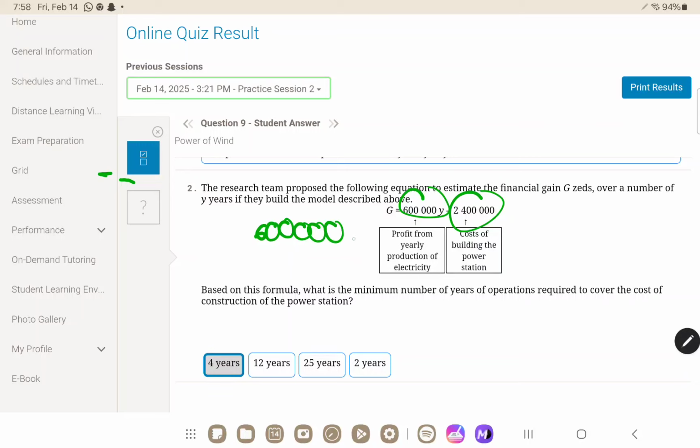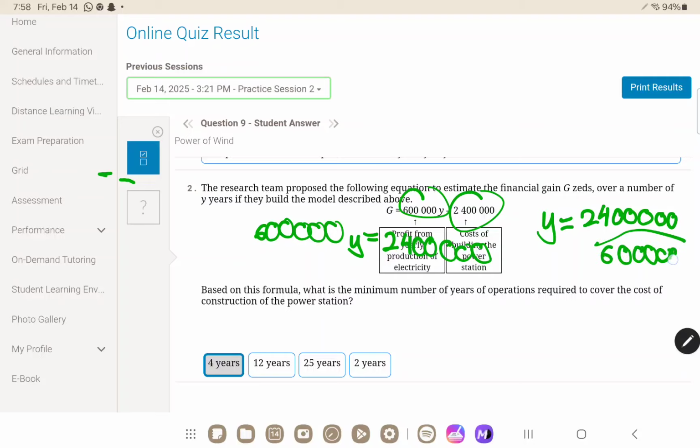600,000 Y equals 2,400,000. And then you do 24 million divided by this, so Y equals 1, 2, 3, 4, 5 over 6, 1, 2, 3, 4, 5. And then you remove the zeros with each other, you'll be left with 24 over 6, which is 4.